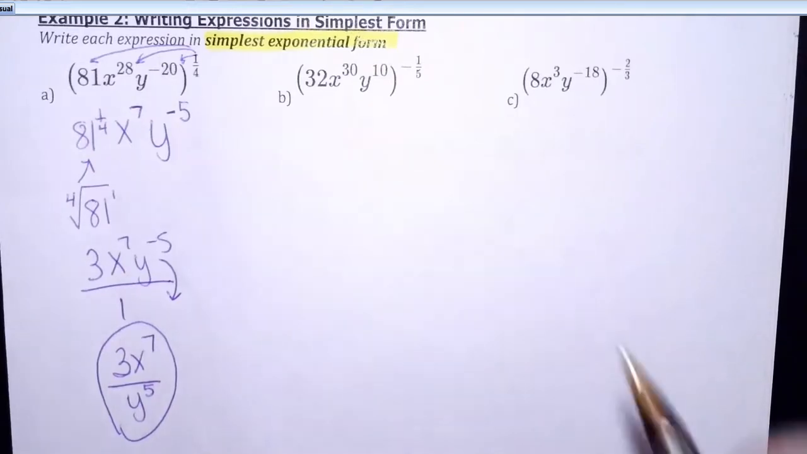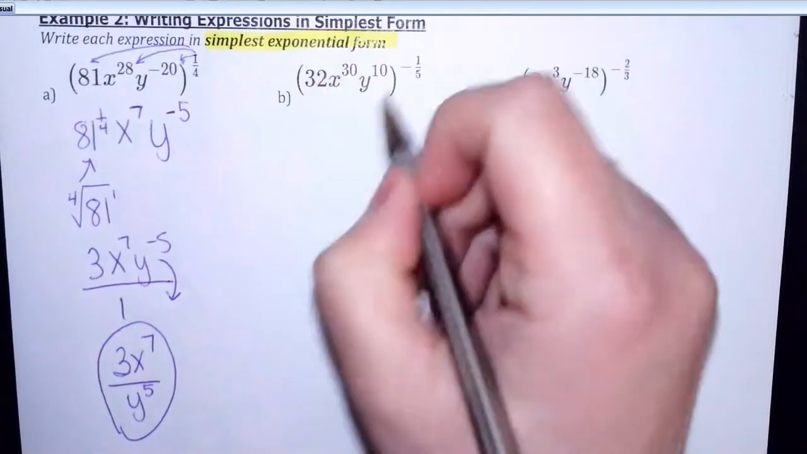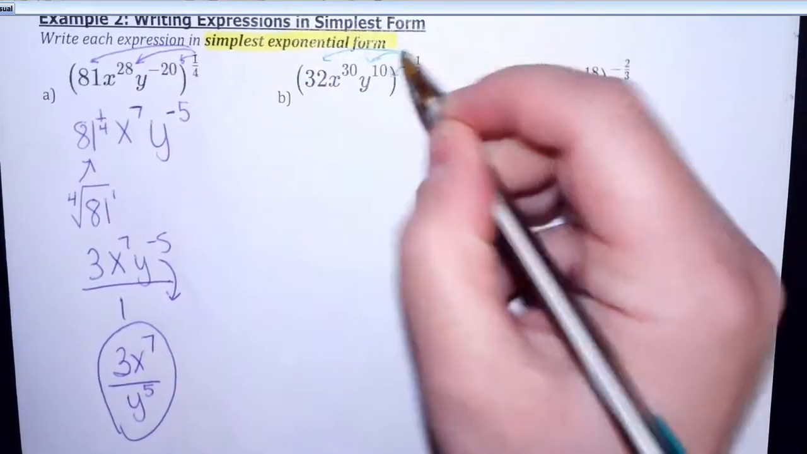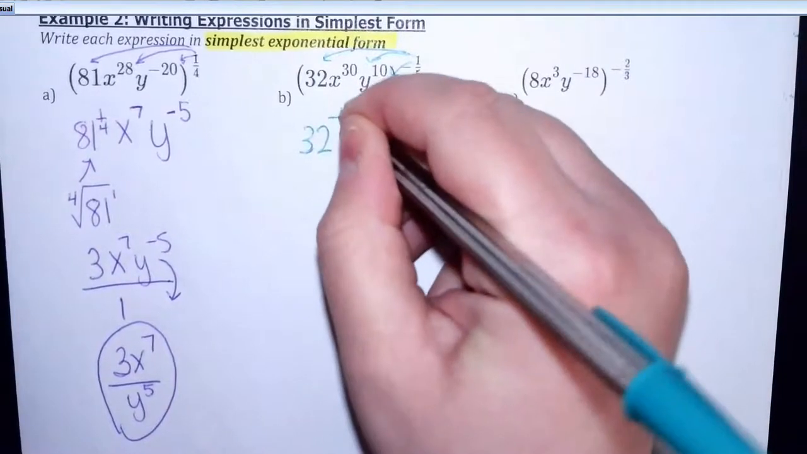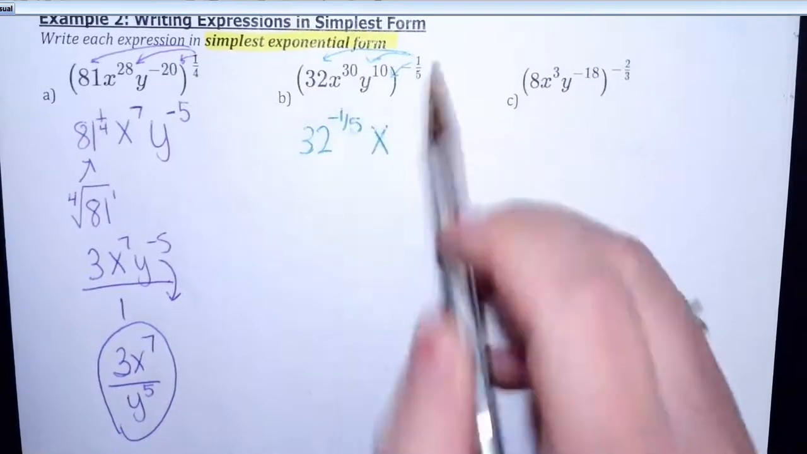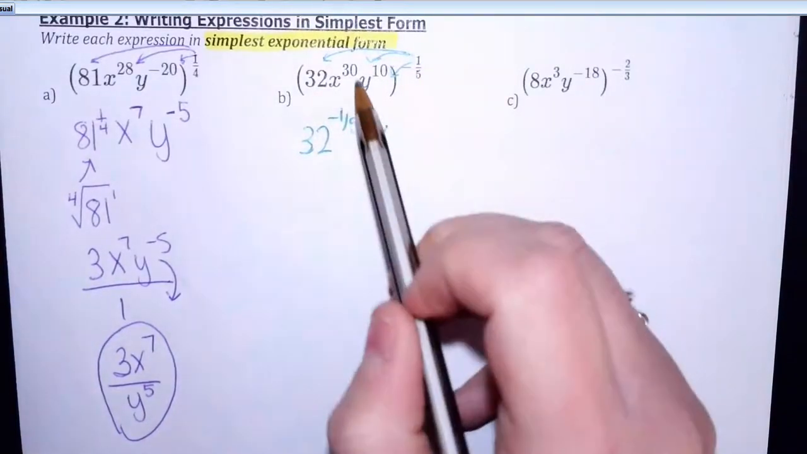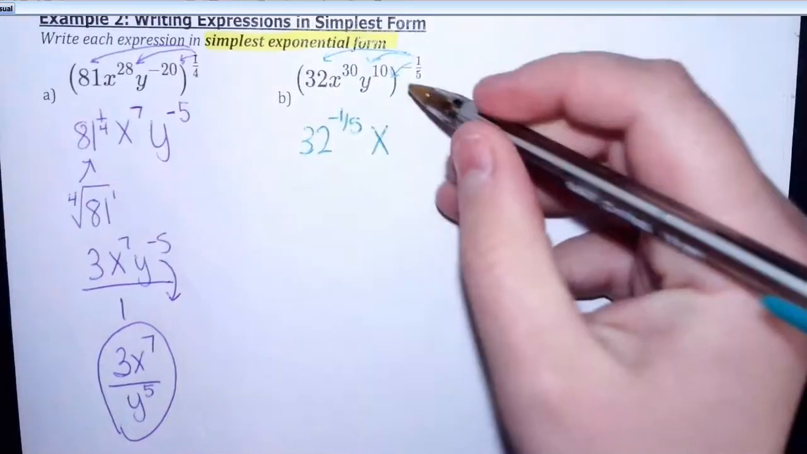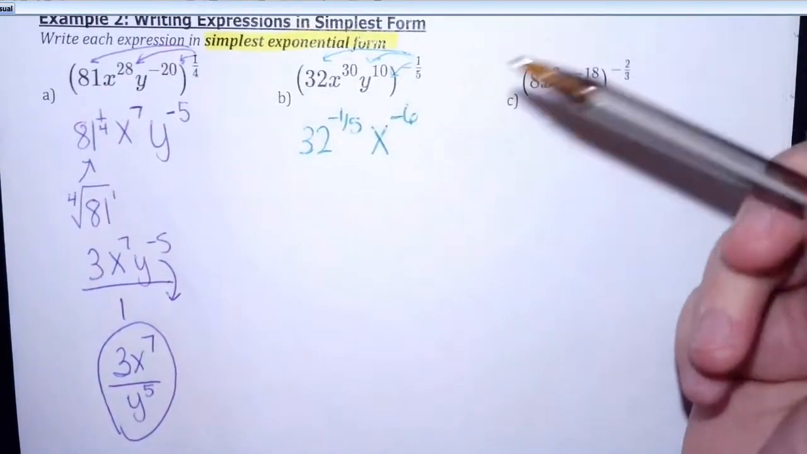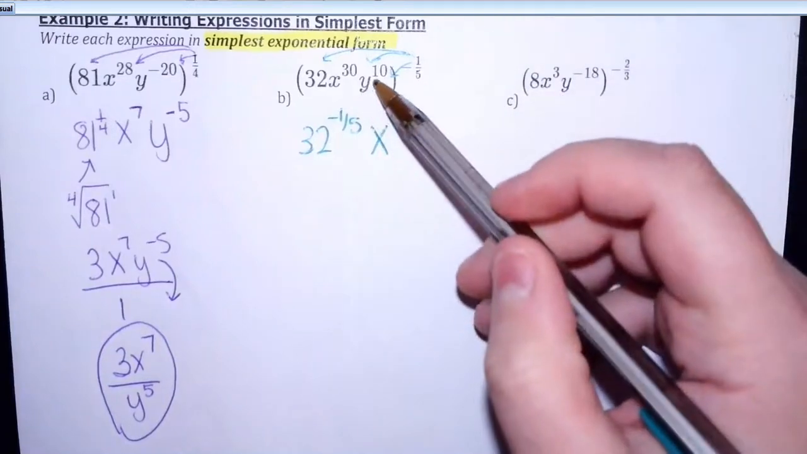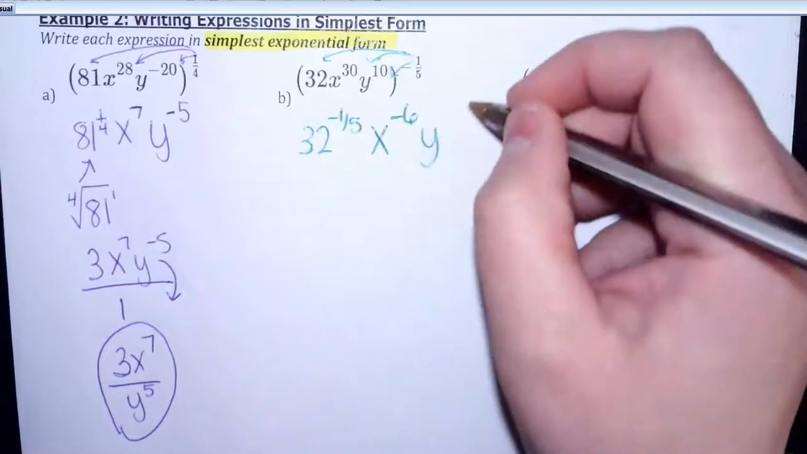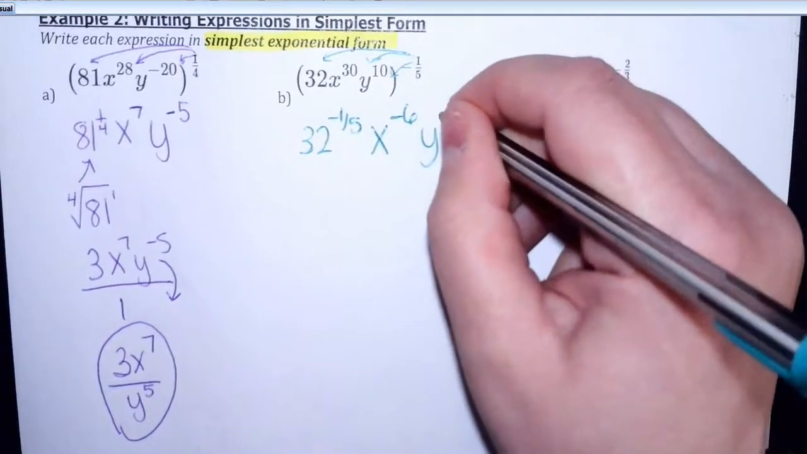Okay, so let's try another one. Product, everything gets this negative 1/5 power. So 32 to the negative 1/5. Okay, now 30 times negative 1/5. So I'm going to do 30 times negative 1, that'd be negative 30, divided by 5 would simplify to be negative 6. So we got some negative exponents here. Y to the 10th, 10 times negative 1/5. 10 times negative 1 is negative 10, divided by 5, this will be negative 2.